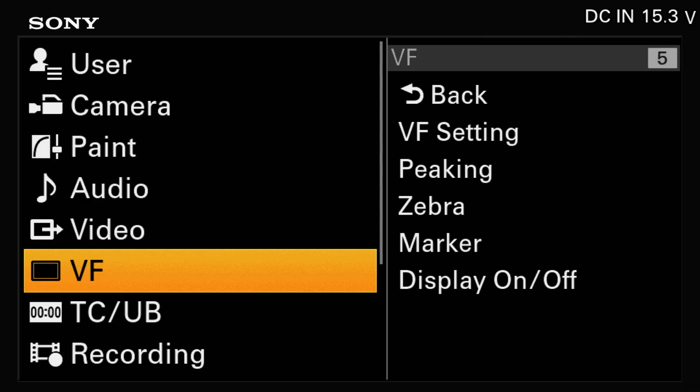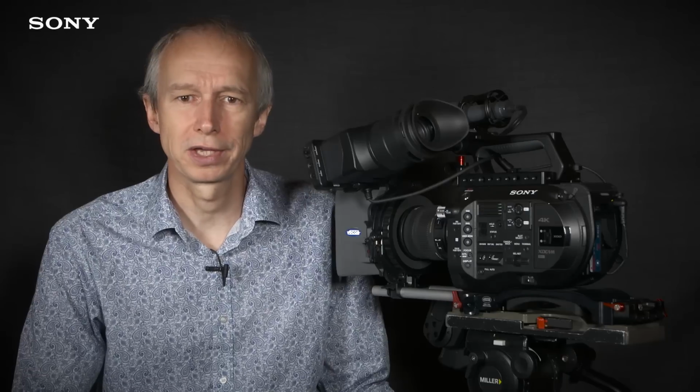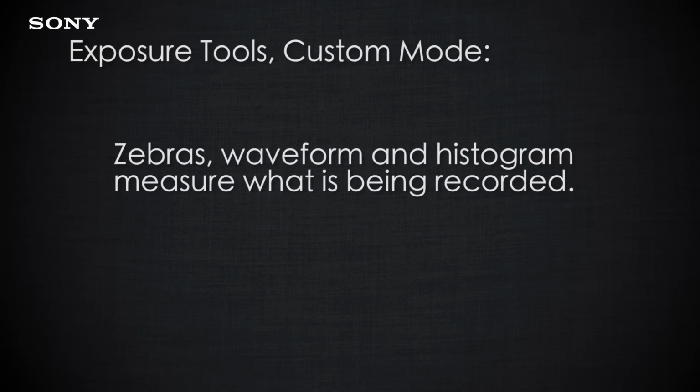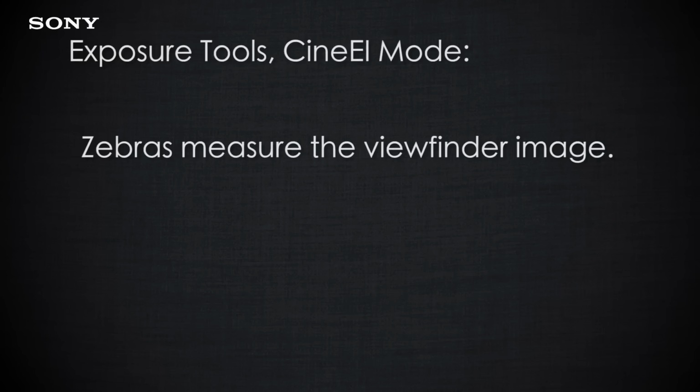Now something that's important to understand right from the beginning is that there are some differences in the way these behave depending on which mode the camera is in. If the camera is in custom mode, then the Zebra, Waveform and Histogram always measure what you're actually recording. Very simple. When you're in the Cine EI mode, the Zebras measure what's displayed in the viewfinder.